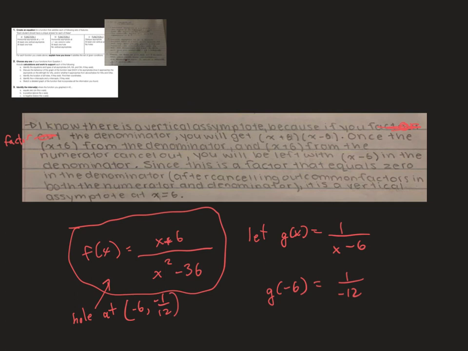So it says you will be left with x minus 6 in the denominator. Yep. Since this is a factor that equals 0 in the denominator, after canceling out common factors in both the numerator and denominator, there is a vertical asymptote at x equals 6. That's beautiful. How about, there is a vertical asymptote at x equals 6. I'm okay with that.